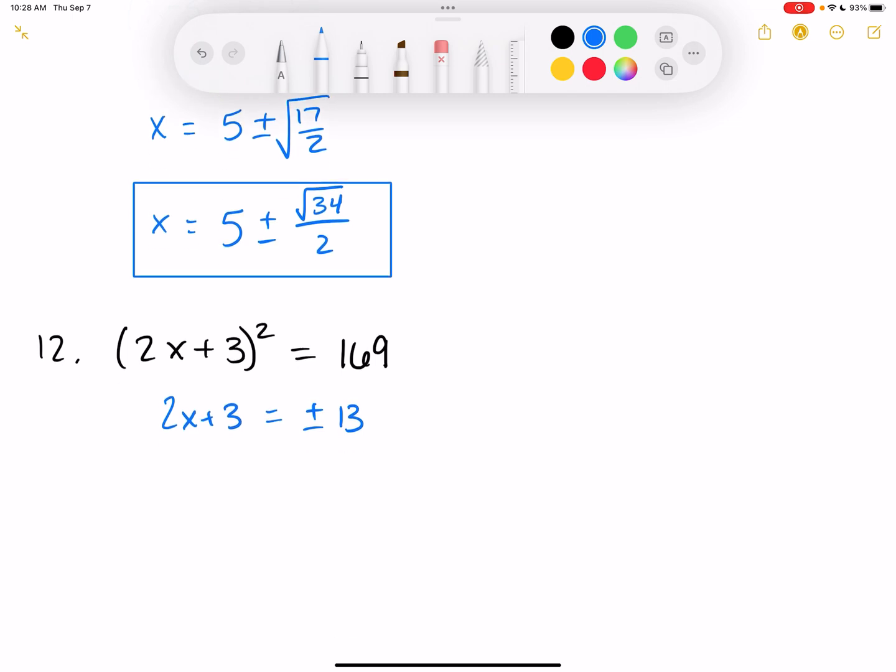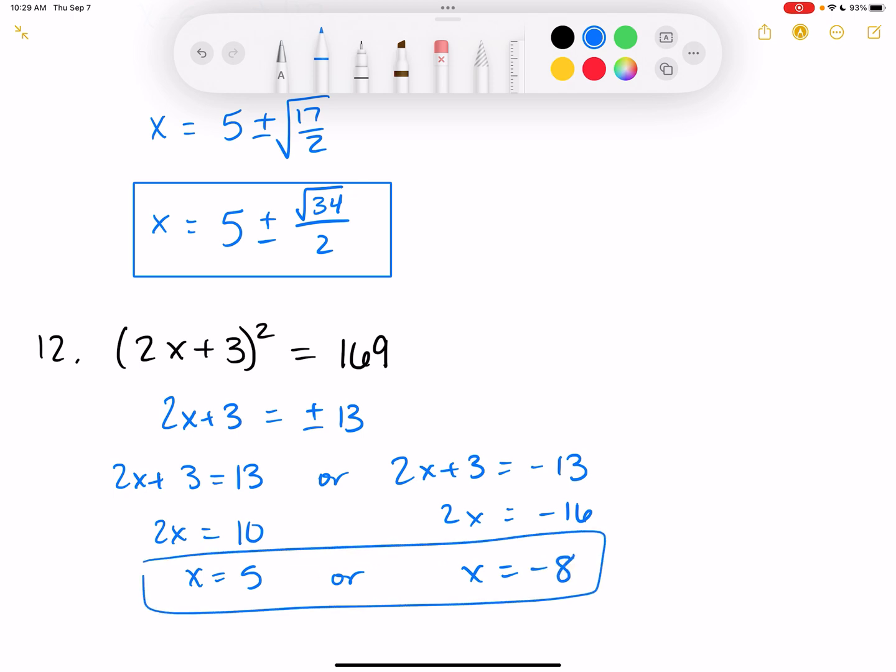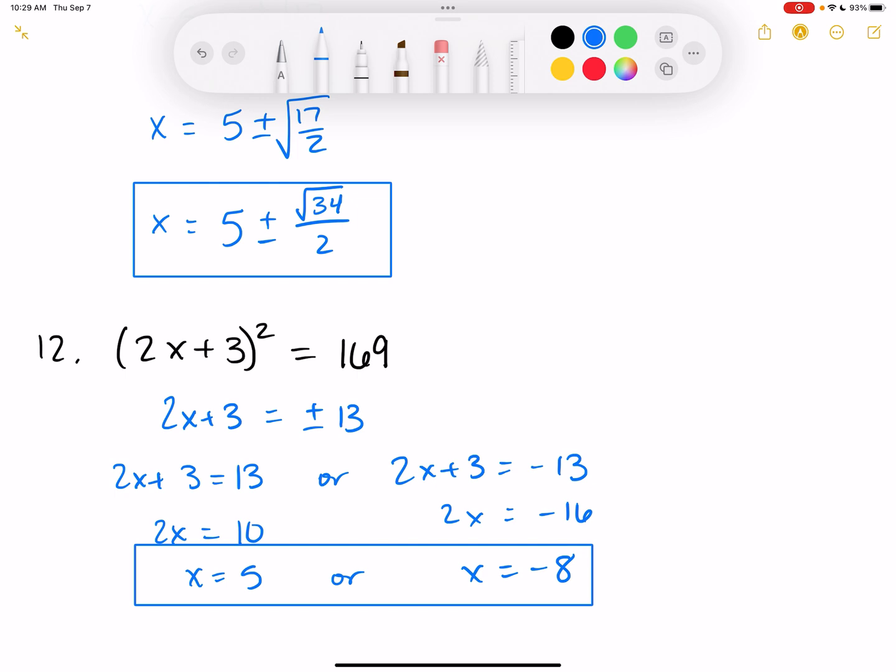So 2x plus 3 is equal to 13, or 2x plus 3 is equal to negative 13. So 2x is equal to 10, x is equal to 5, or 2x is equal to negative 16, x is equal to negative 8. So if they're going to have 2 separate distinct answers, split them. If not, you can just leave them.